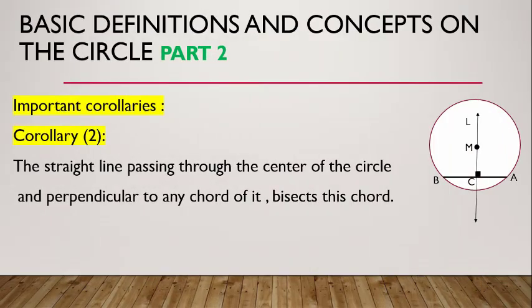And by the same way, corollary number 2, the straight line passing through a center of the circle and perpendicular to a chord, here the chord is AB, this straight line will bisect the chord. So the straight line here passes through M and perpendicular to AB. Then CA equals CB.